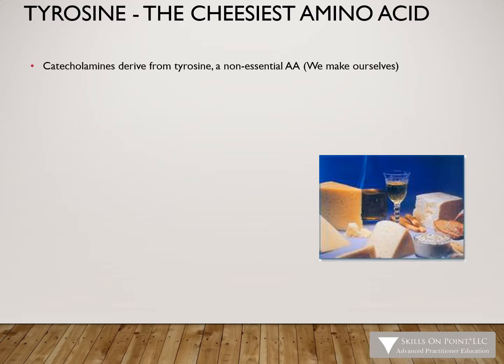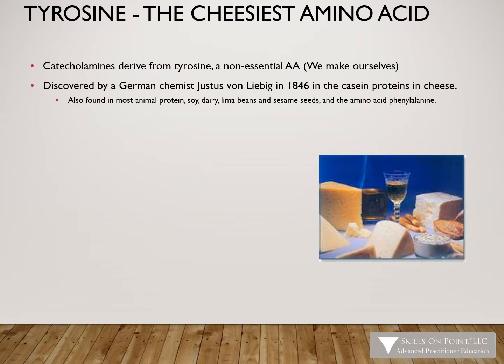So catecholamines are derived from tyrosine. So tyrosine is the cheesiest amino acid because guess what? It makes cheese. But it also makes all kinds of cool things like all of our innate pressors. So this is pretty crazy. This is a little throwback to some history for you.